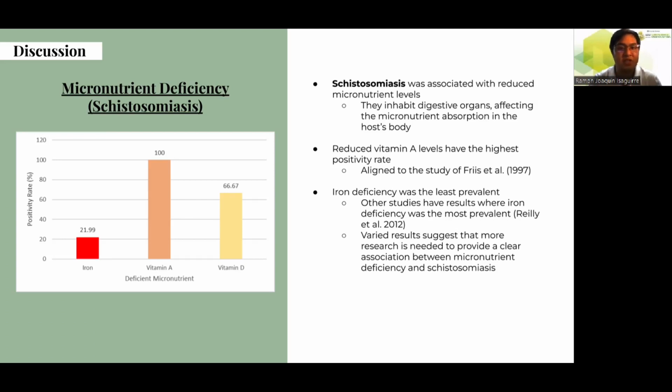On the other hand, iron deficiency was the least prevalent amongst pregnant women and children, which is opposite with the findings of Riley et al., who saw this deficiency to be amplified when the infection was found within individuals in their study. Since there's only a weak association between micronutrient deficiency and schistosomiasis, the contribution of schistosomiasis in reduced micronutrients can be considered very minimal. The varied results of this study suggest that more research is needed to provide a clear association between schistosomiasis and the impairment of micronutrient levels among pregnant women and children.